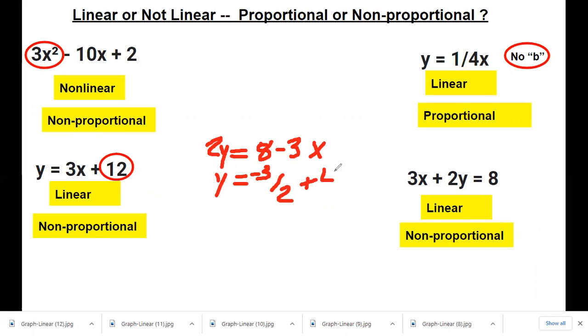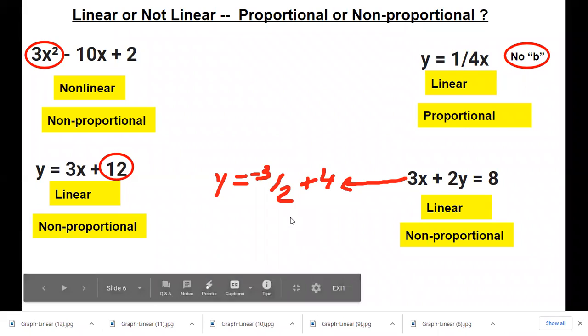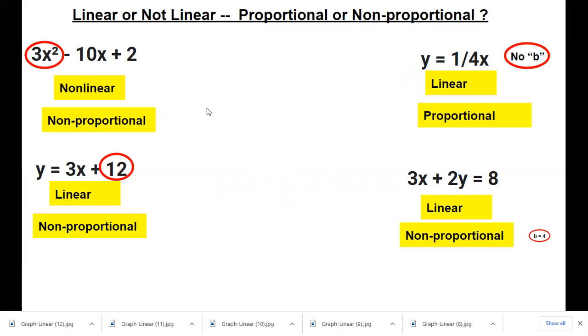So this is the same equation rewritten in slope-intercept format. We're going to do more about that later. You don't have to know how to do that right now, but just know that that is the same equation written in the common form that you're used to. So we know it's non-proportional because it has a b. B is equal to 4, and I just kind of showed you that.